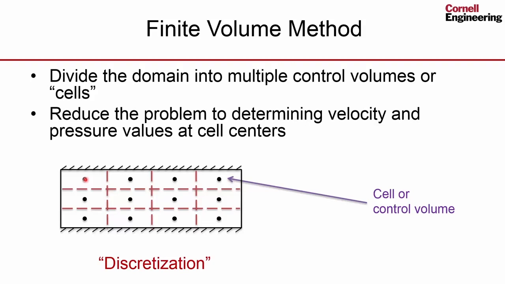There are other flavors of the finite volume method, particularly the so-called node-centered or vertex-centered finite volume, where you determine the unknowns directly at the corners of the vertices. That methodology is a variation on the cell-centered methodology. We will focus on the cell-centered methodology here, and that's a methodology implemented in ANSYS Fluent. So then the crux of the problem is, how do we determine the unknown velocities and pressure at the cell centers? Let's talk about that next.